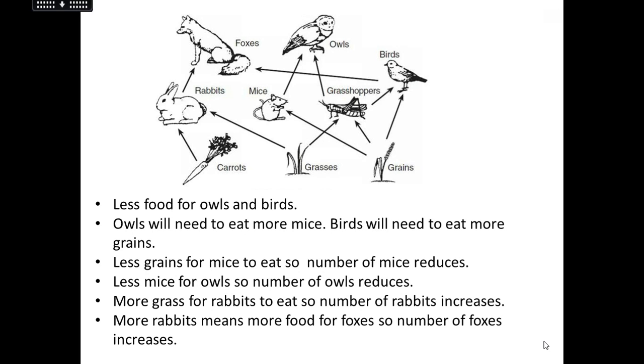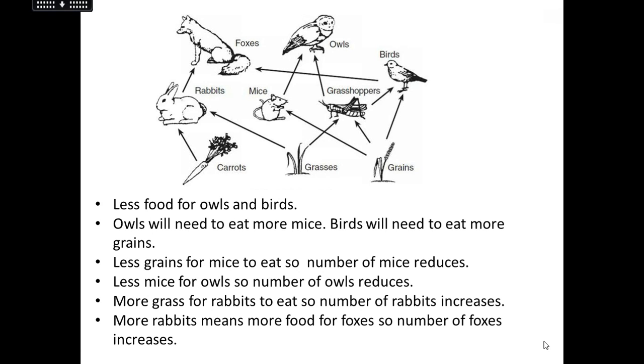And therefore, because the birds don't have the grasshoppers as a food source, more grains will get eaten by those birds, but then that's going to have a knock-on effect on the mice, because the mice also eat the grains.